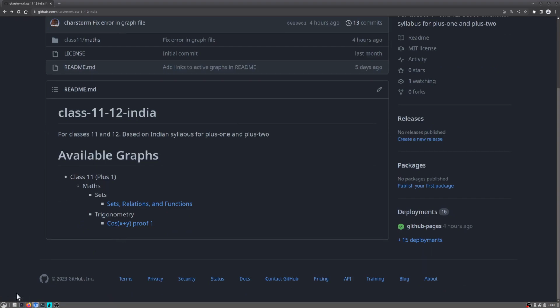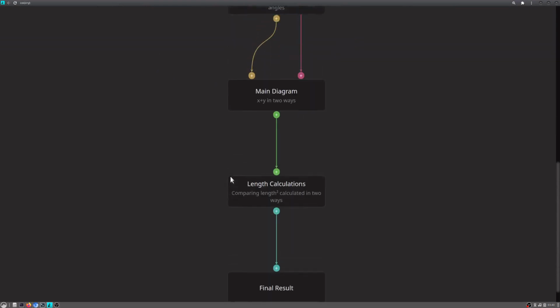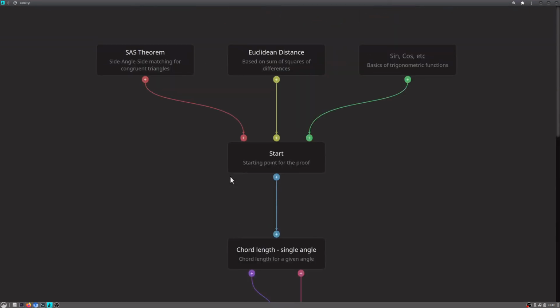And I have that graph open here. So this is the graph that you will see. This is like the skeleton of the proof. So let's start from the top. These are the dependencies for the proof. That means you need to know these ideas before you can proceed to the proof. And these are very basic ideas, so you probably know most of it already.